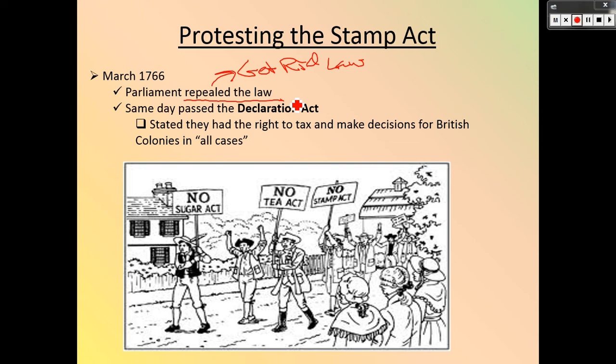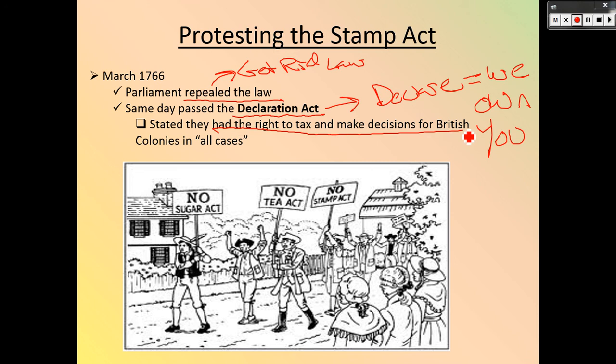But then in the next breath, the colonists hear about the Declaration Act, which is basically where they declare, we own you. The British say with the Declaration Act that we have the right to tax and make all decisions for you in all cases. That you are not real British citizens, you are just colonists of the British, you don't have any say in anything, and moving forward we will make whatever decisions we want, and this really makes the colonists really mad.